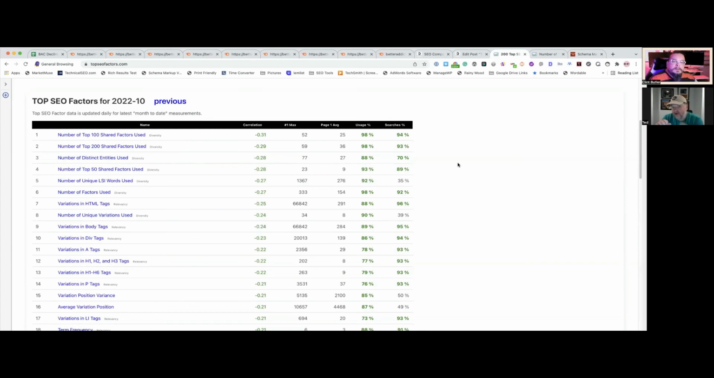So the usage percentage is a new data point. This wasn't in the old top SEO factors. This was data that we've been collecting, but we never reported on. So the usage percentage is brand new. This is what percentage of the top 100 is using this factor. So is it broadly used in the top 100, or is it sparsely used in the top 100?